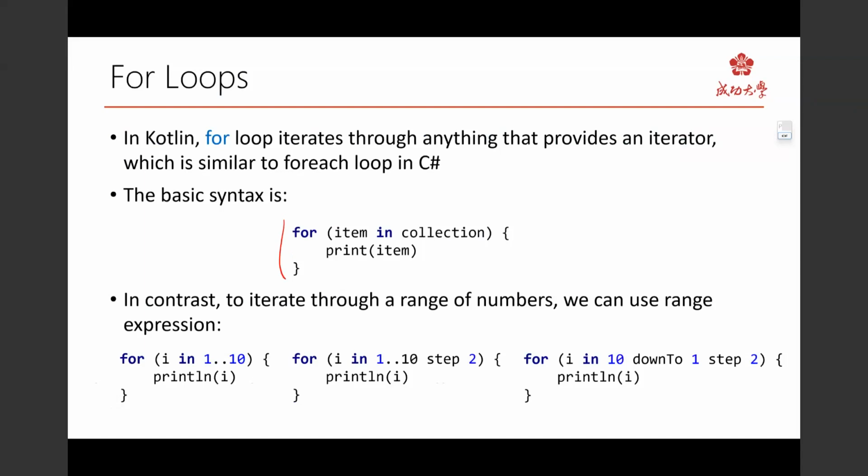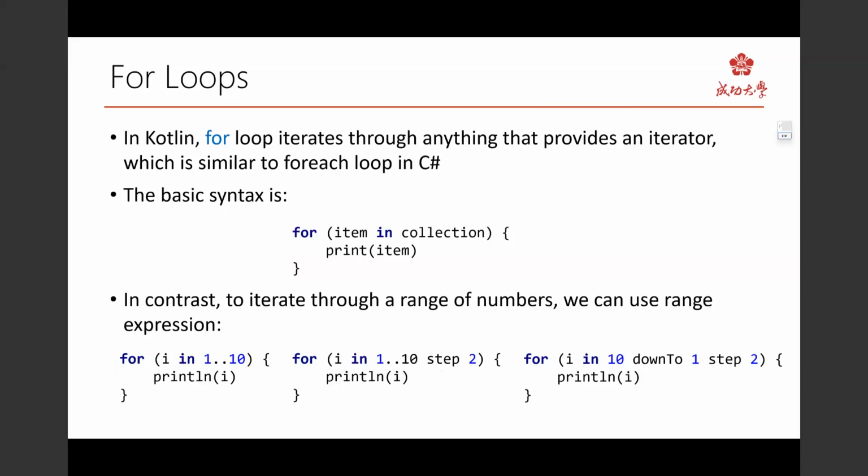Okay, we simply say for item in a collection that provides an iterator, then the piece of code inside the curly braces. In case you want to iterate through a range of numbers, we can use the range expression. Okay, so this means for i equals 1 to 10, we execute this for loop 10 times. And we can also control step size using the step keyword over here inside the for loop.